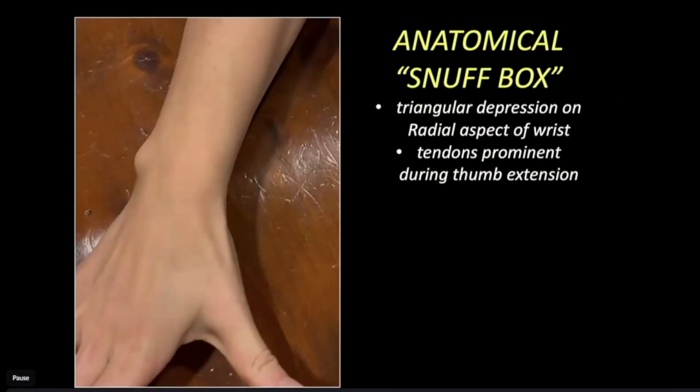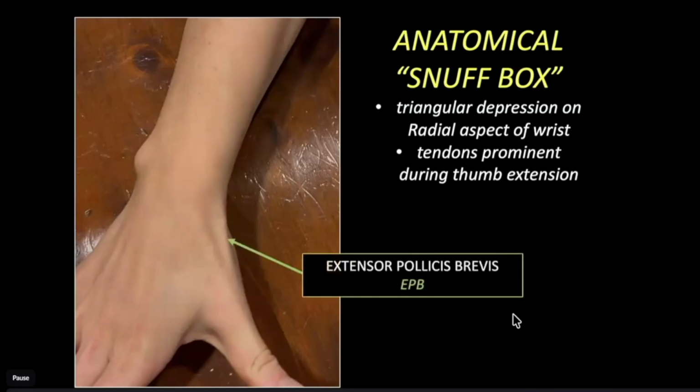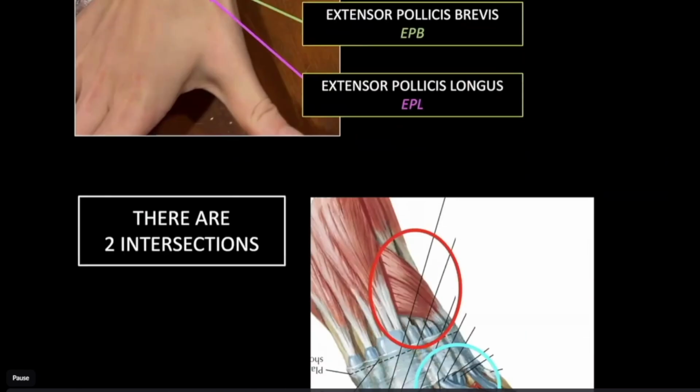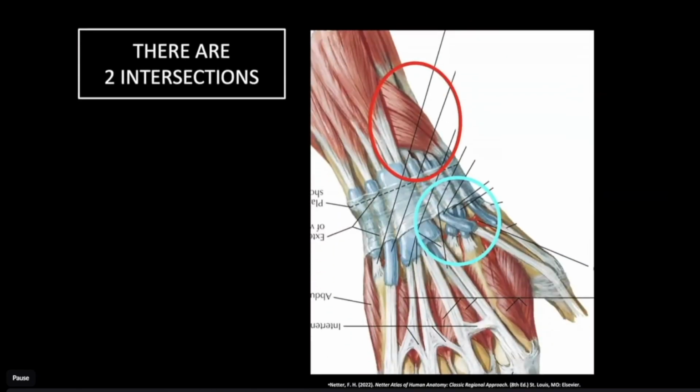An anatomical snuff box is located on the radial aspect of the wrist, and you're going to see it if you extend the thumb. It's triangular. You can see it right here, and it's formed by the tendons of EPB, EPL, and APL, which is more volar. There are 2 intersections.